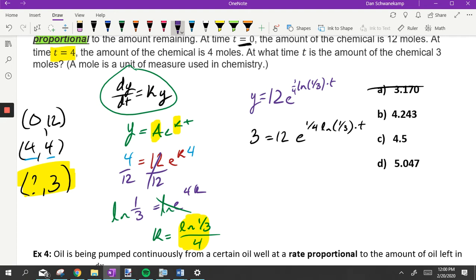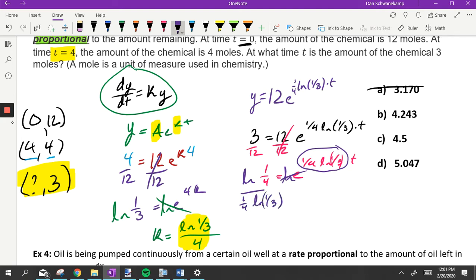3 equals that thing right there. If I wanted to solve it, what do you need to do? If I'm solving for t now with that equation right there, what am I going to do next? Divide by 12. So now we've got 1/4 equals e to the natural log of 1/3 over 4 times t. Get rid of the e. So now we're going to do natural log on both sides. Natural log. That's going to cancel. I'm then going to divide by whatever you got for k. I just left it like this, but you could have gotten a value right there because it's going to be a little bit easier to deal with.